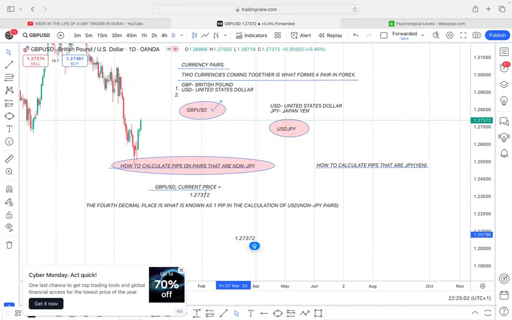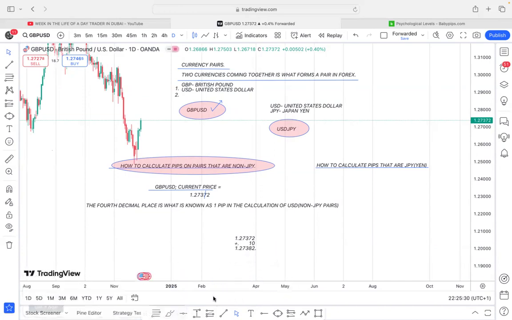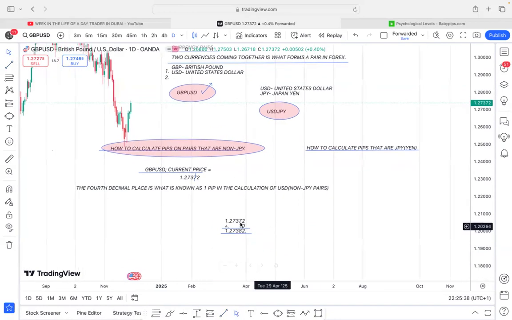1.27372. Now, since we are starting to calculate our one pip from there, if we are going to have plus one pip, meaning that if price is moving one pip more, we're going to have plus, let's see, 10. Do you get what I'm saying? So now our result is going to be 1.27382. That means price just moved one pip. So that's our one pip in that correlation.